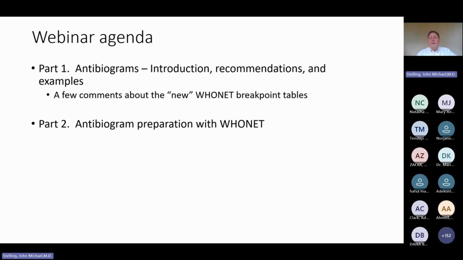And that will be followed by how you do antibiograms in WHONET, including some new features that many of you have not seen yet that we have introduced relatively recently. We will talk about many examples from the human health sector, but also from the animal health, environmental, and food sectors.